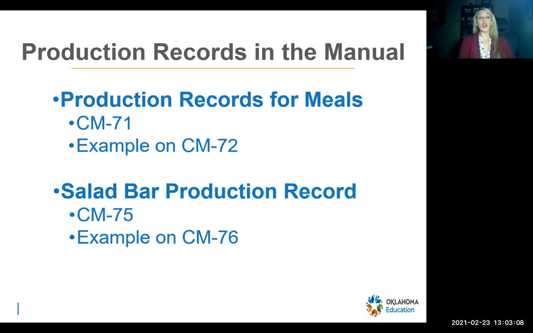Now, if you are not sure where to find this, you can find it in the compliance document or in our training manual. It's in the cafeteria manager section, and that's what the CM stands for. On CM 71, we have a blank copy. On CM 72, we have our example. It's the same with the salad bar. On page 75, we have the blank, and on page 76 is our example for the salad bar production record.